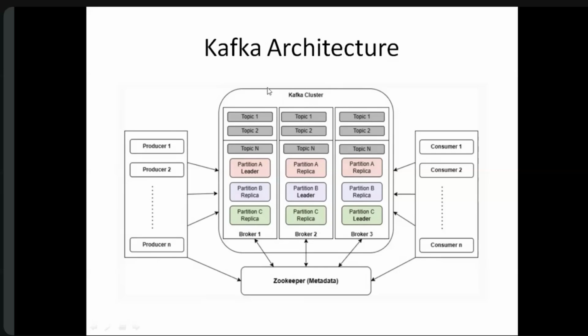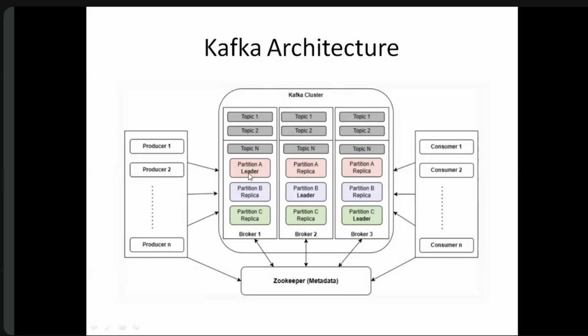Each broker will hold some topics. Broker 1 is having topic 1, topic 2. Similarly, broker 2 is also hosting topic 1, topic 2. Broker 3 is also hosting topic 1, topic 2. And it could be topic n also. It could be n number of topics: topic 1, 2, 3, 4, 5, and there is no limit. As per your requirement, you can create n number of topics.